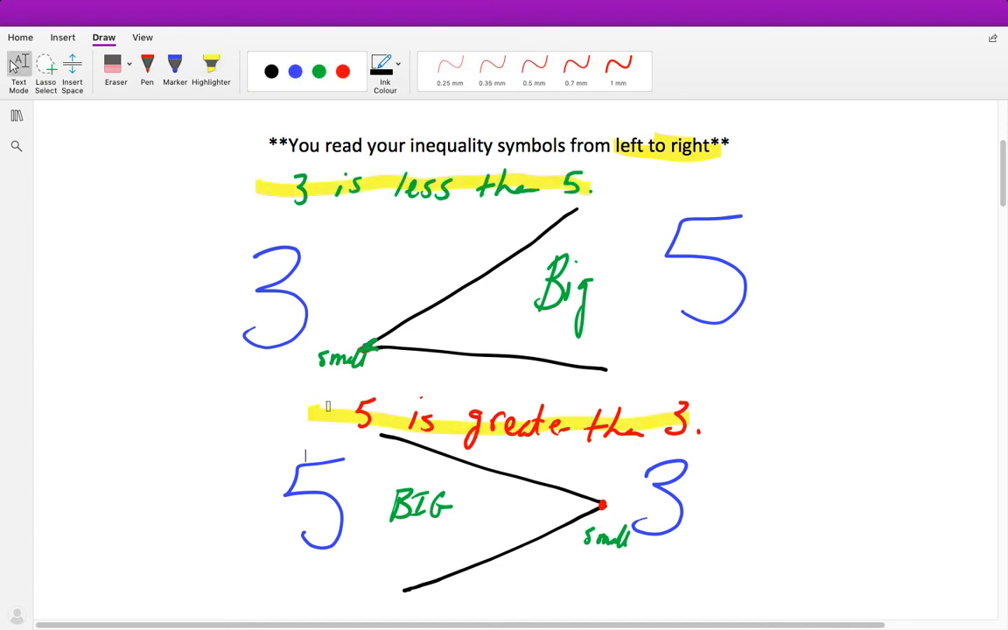It's just depending on how our inequality symbol is opening. If it's opening to the left, to the right, it depends on how we're going to actually read this. But we read these left to right. So this would be read 3 is less than 5, while this one would be read 5 is greater than 3, because we're starting with our larger number here first, and in this one we're starting with our smaller number.